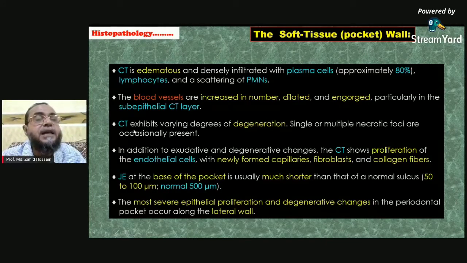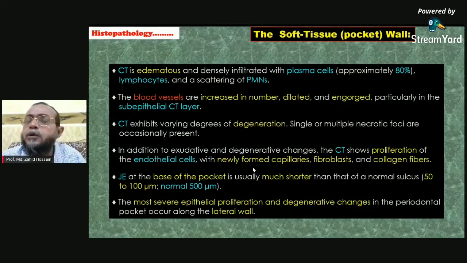The connective tissue exhibits a varying degree of degeneration. Single or multiple necrotic foci are actually present. You will find the varying degree of degeneration in the tissue, in the periodontium. In addition to exudative and degenerative changes, connective tissue shows proliferation of endothelial cells. Endothelial cells means the capillary, that the capillary is inside the connective tissue of the periodontium.